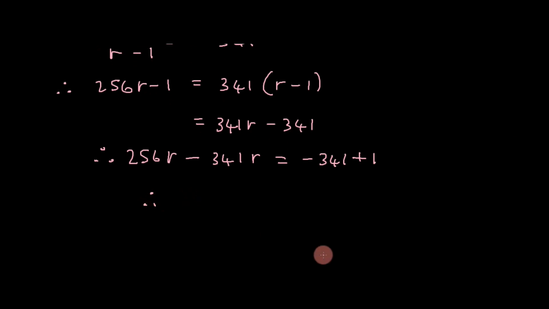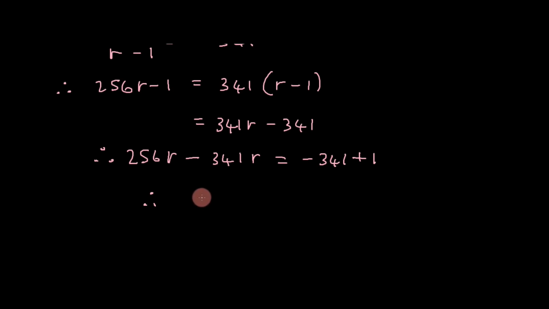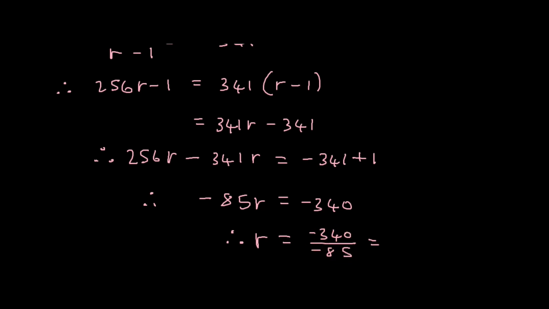Then let's see what the left-hand side comes to. So 256 less 341, and it's negative 85. So the left-hand side is negative 85r. The right-hand side is negative 340. And in solving for r, let's see what that comes to.